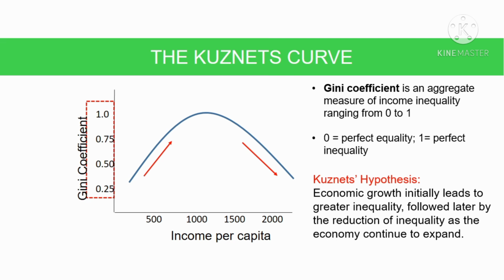Simon Kuznets suggested that in the early stages of economic growth, where the economy is expanding, the distribution of income will tend to worsen. As the economy continues to grow with the investment opportunities available, inequality starts to decline.